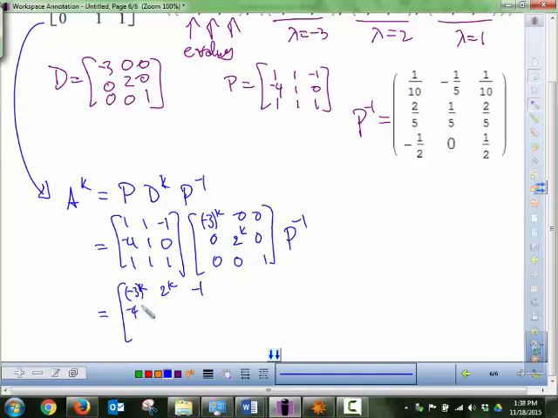Negative 4 times negative 3 to the k, 2 to the k again, and 0. And then the last one, negative 3 to the k, 2 to the k, and 1.